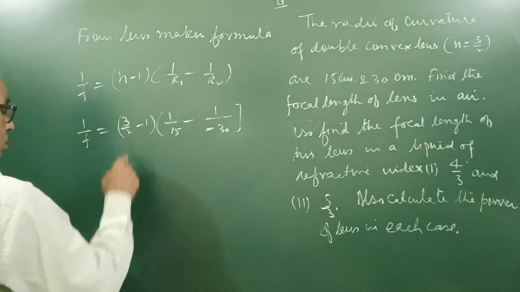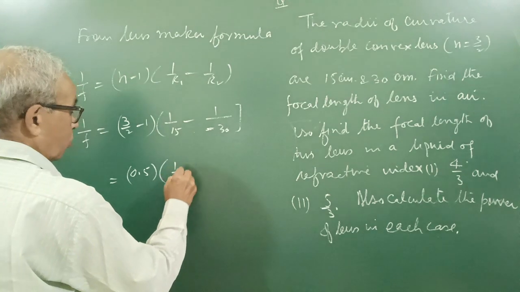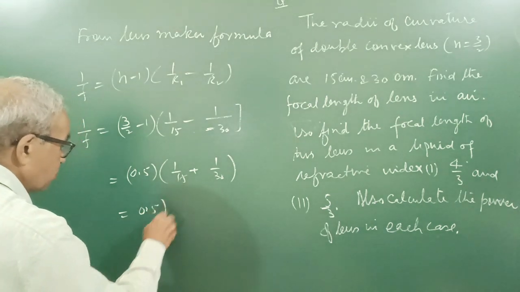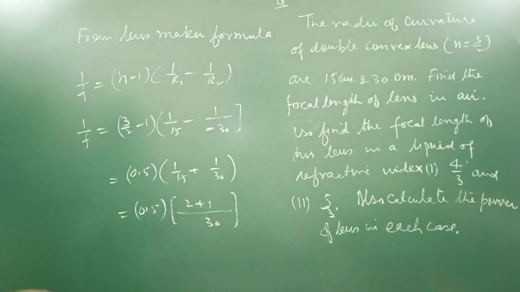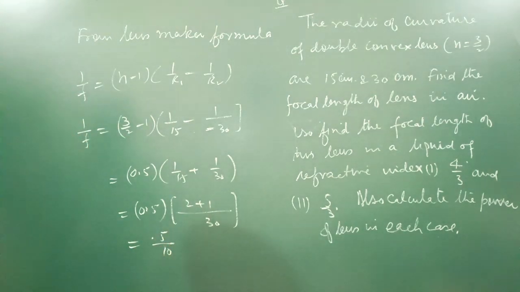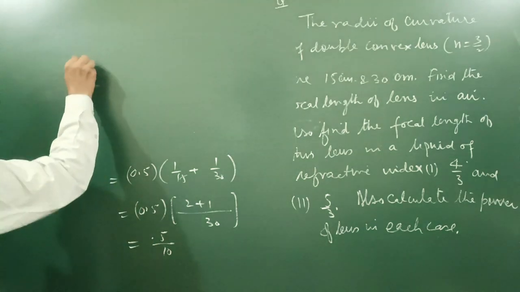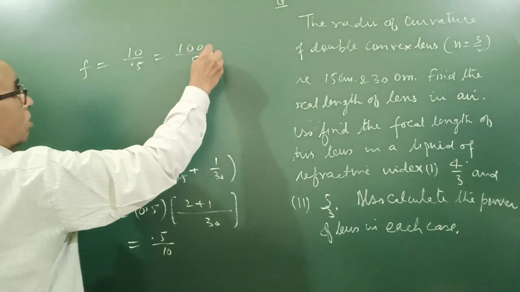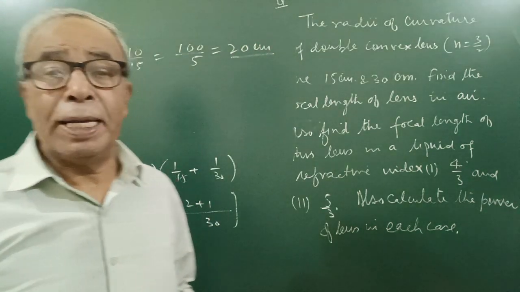In the next line it is 1.5 minus 1, which is 0.5 into 1 upon 15 plus 1 upon 30. 0.5 into LCM 30, 2 plus 1, 3 by 30, 1 by 10, so 0.5 upon 10. So what is f now? It is 1 upon f. f is equal to 10 upon 0.5, 100 upon 5, equal to 20 centimeter. 20 centimeter is the focal length of the lens in air.